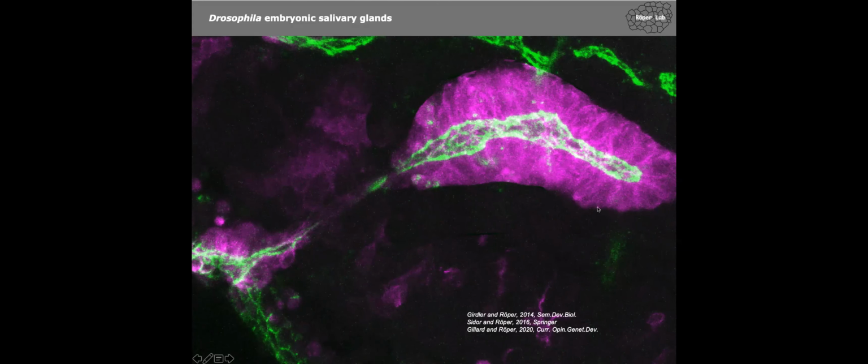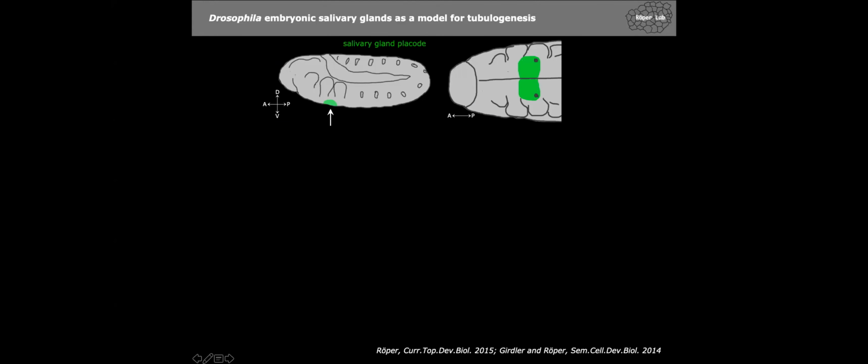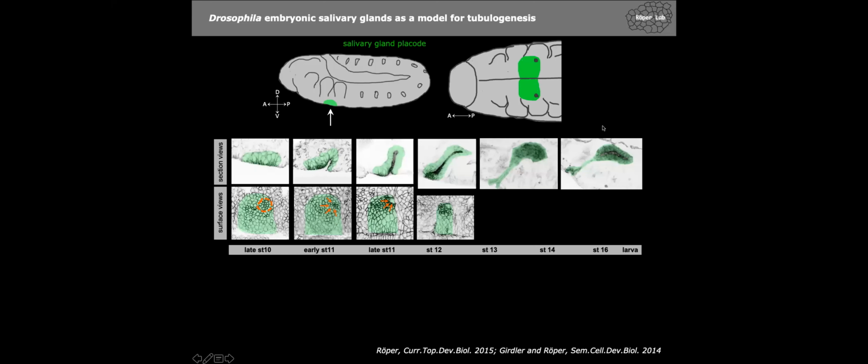So the primordia from which the tubes of the salivary glands form, so-called salivary gland placodes, are specified on the ventral side of an embryo. If you look at the ventral side, there are two patches of about 100 cells on either side of this ventral midline. And a very common morphogenetic process involved in the formation of tubes from flat epithelial sheets, and also in the tissue bending that we see here, is the constriction that initiates the formation of these tubes.